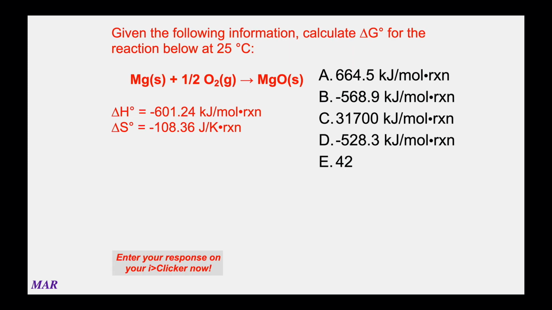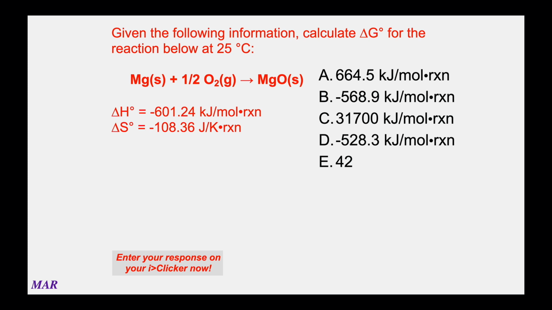Oh, chemistry. Here's a reaction where magnesium is reacting with oxygen to make magnesium oxide. And given the information below, I'd like you to calculate delta G for this reaction. And delta H and delta S are listed. Okay, so use that information, see if you can figure out what the answer is. I recommend pausing the video. When you want to talk about the answer, unpause it and we'll talk about it. Pause the video now.